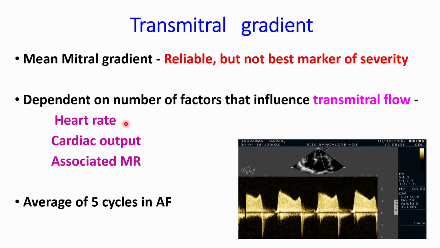If the patient is in AF with fast ventricular rate, we usually advise to reassess the gradient once the heart rate gets controlled. It also depends on the cardiac output and associated MR. If the patient is in atrial fibrillation, we have to take the average of 5 cycles.